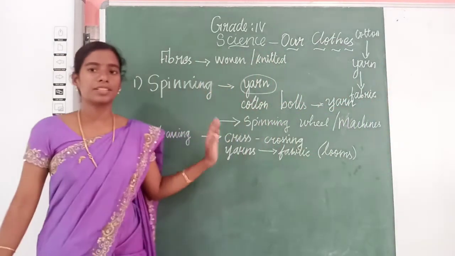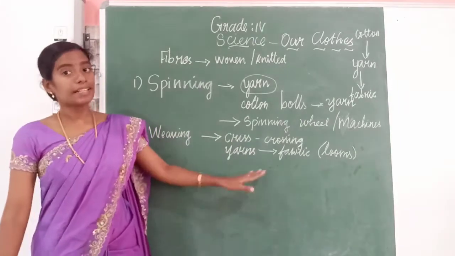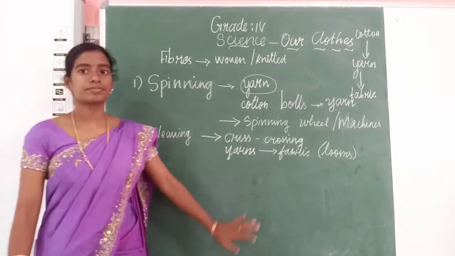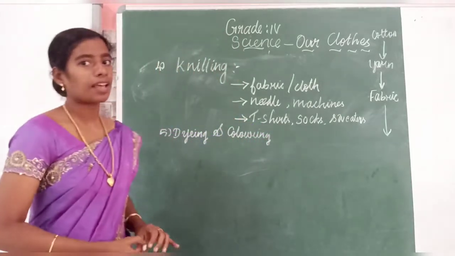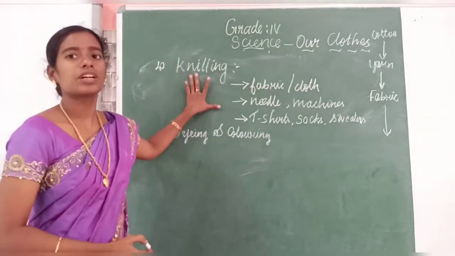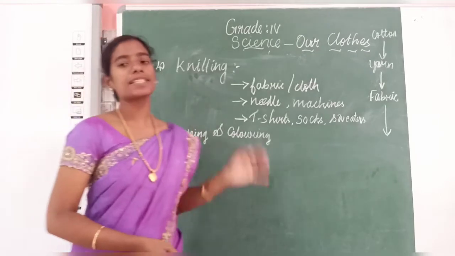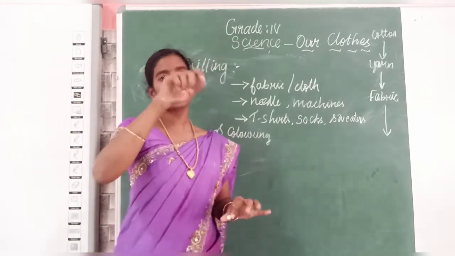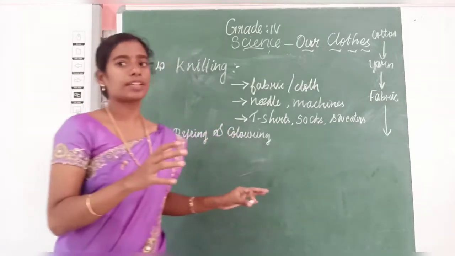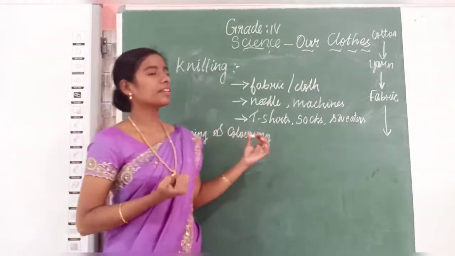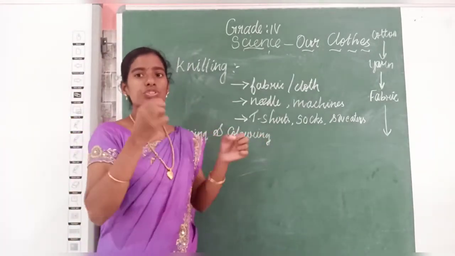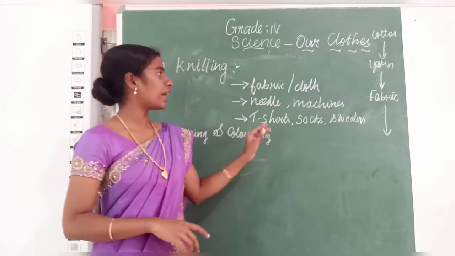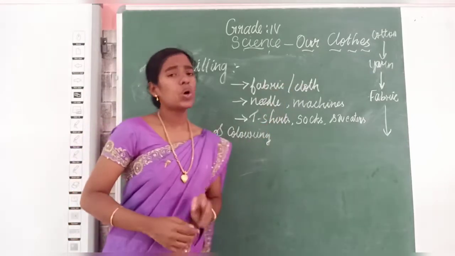Now fabric. We can go to the next process in the manufacturing of cloth. The third one is knitting. Knitting is also the same as weaving. In weaving they use crisscrossing to make the fabric. Here, they take the yarn and use needles or some machines to make it into a fabric or cloth.